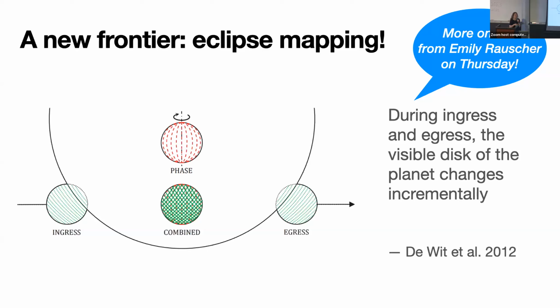I won't say much about this because Emily Rauscher is going to talk about it on Thursday, but a new frontier that's really exciting is called eclipse mapping. And an eclipse map is measured when the planet is eclipsed by the star. So one slice at a time goes behind the star. And you can actually use this to measure the brightness distribution on the day side of the planet. So stay tuned for more about that from Emily.